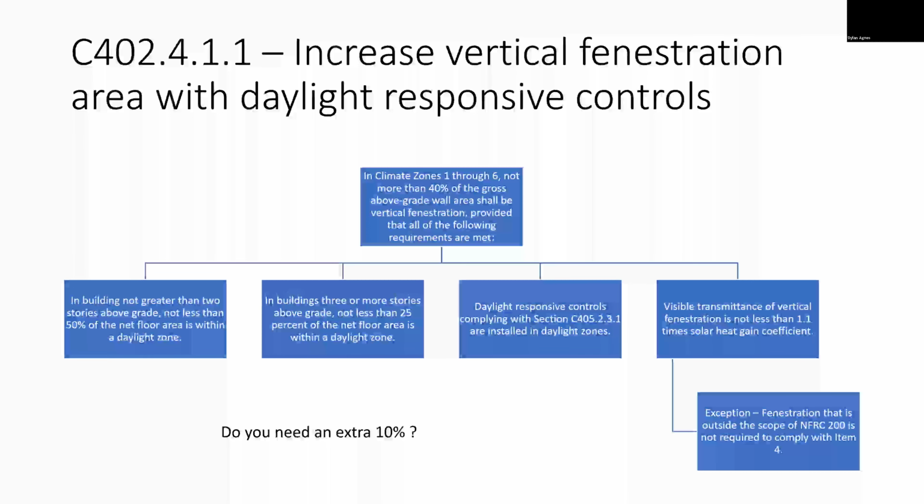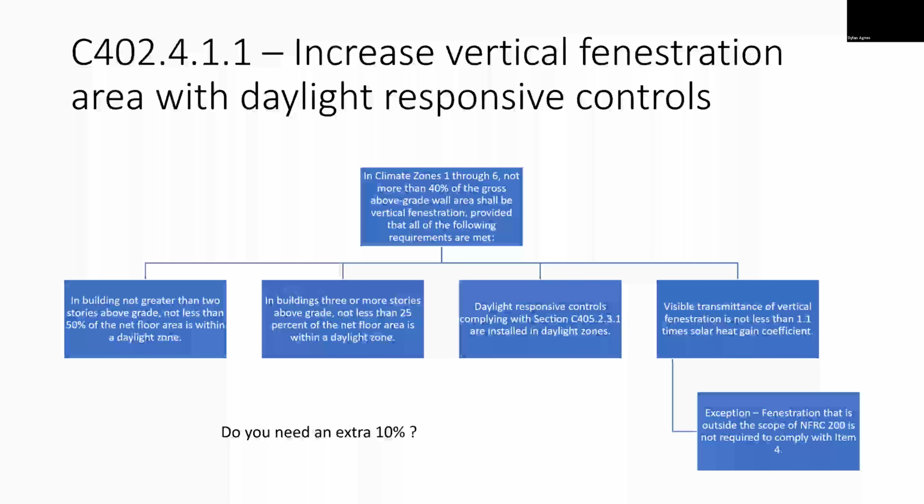But in climate zones 1 through 6, not more than 40% of the gross above grade wall area shall be vertical fenestration, provided that all the following requirements are met. In a building not greater than 2 stories above grade, not less than 50% of the net floor area is within a daylight zone. In buildings 3 or more stories above grade, not less than 25% of the net floor area is within a daylight zone. So that exception we had for number 4 using the building area method, where we compared our uncontrolled daylight zones to our total area, that comes back into play here. We're not using that equation, but those 2 variables we used for it.